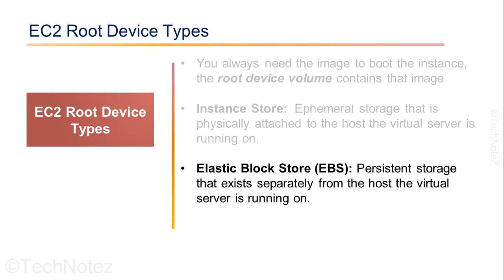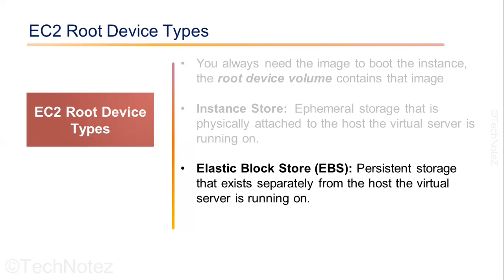Elastic Block Store, or EBS, is a network attached storage service provided by AWS that allows the instances to access the persistent storage. EBS backed instances have their root device stored on the EBS volume, which allows the root file system to be easily backed up. EBS allows the data to persist after the instance is terminated.